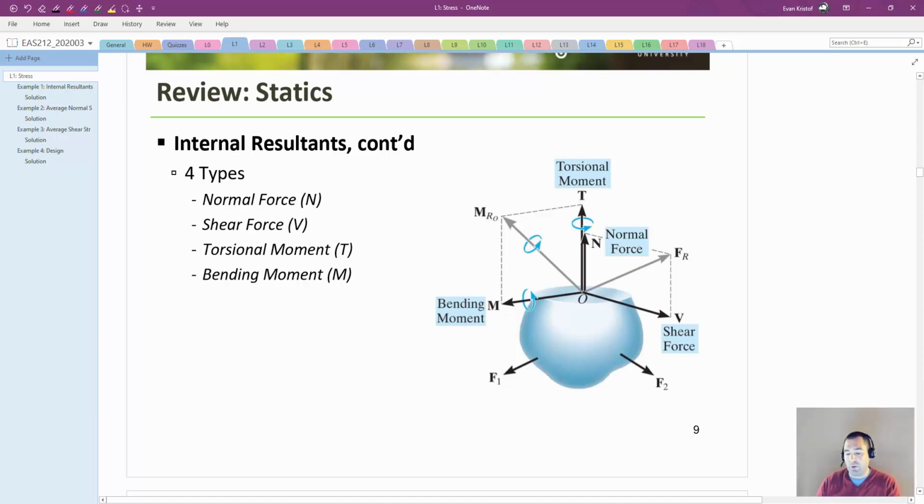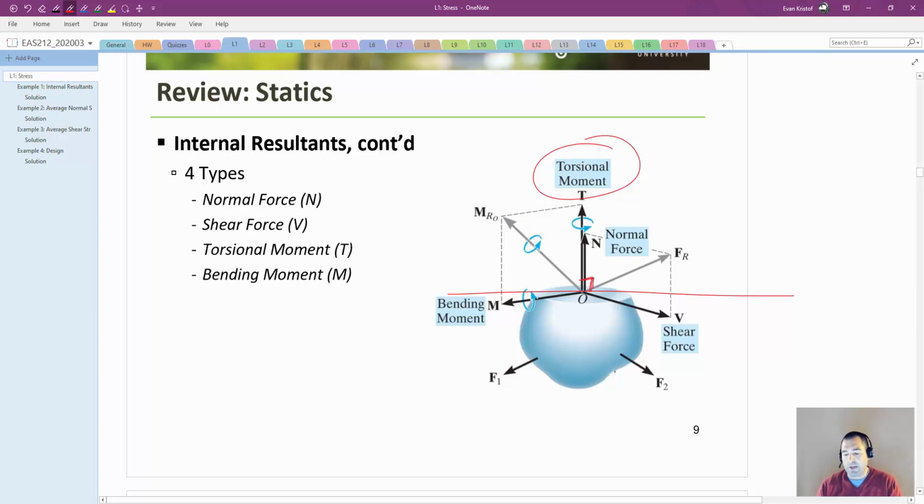Another word for perpendicular is normal. And so here we can see that if the section cut is right here, the normal force N is acting perpendicular to the section cut, and the torsional moment, the moment acting about that axis perpendicular to the section cut, those are both normal projections.